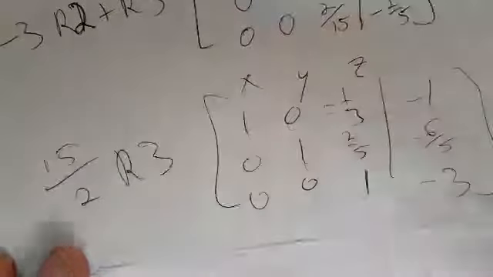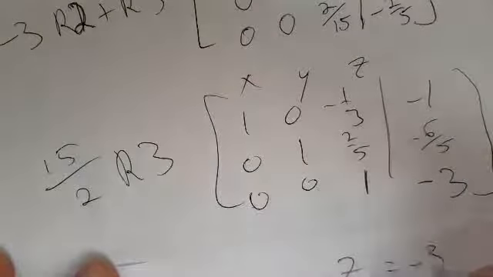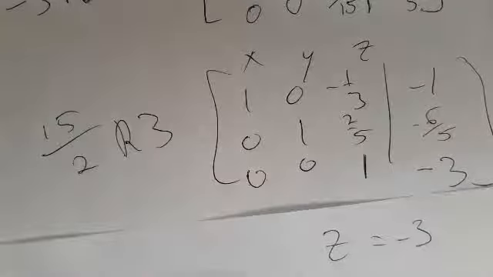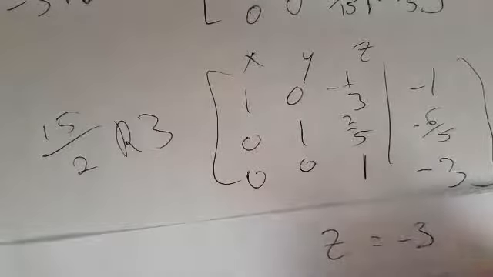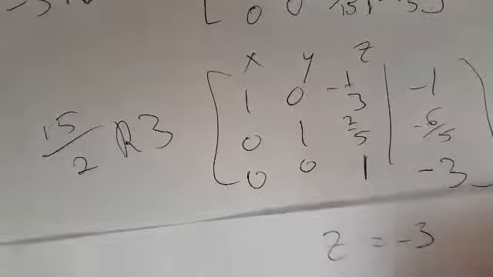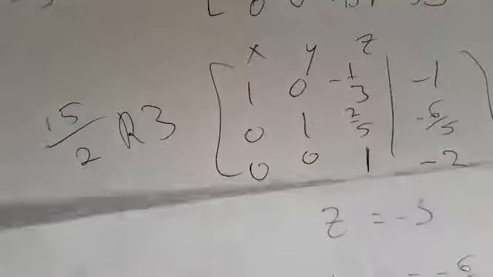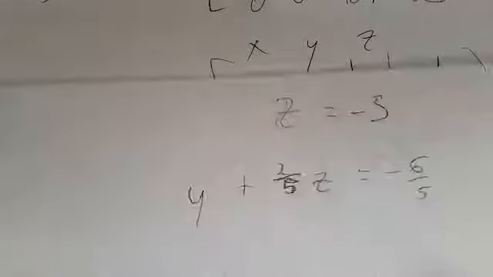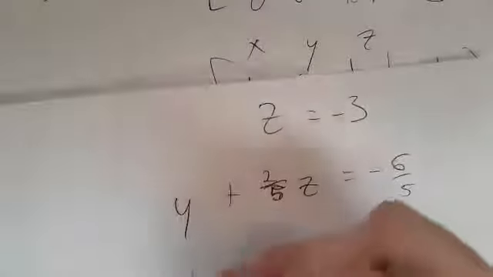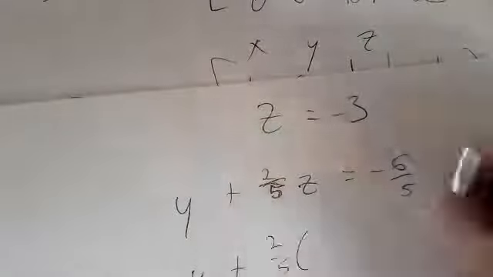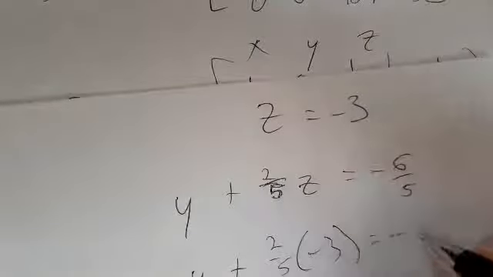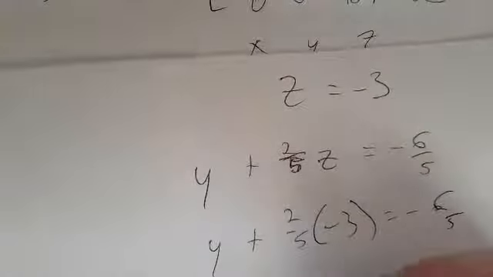So going back, this is my x, this is my y, this is my z. So going back and solving this, the last thing is giving me z equals -3. The next thing is giving me y plus 2/5 z equals -6/5. And so if I do y plus 2/5, and my z is -3, this is y minus 6/5 equals -6/5. And so this one is giving me y equals 0.